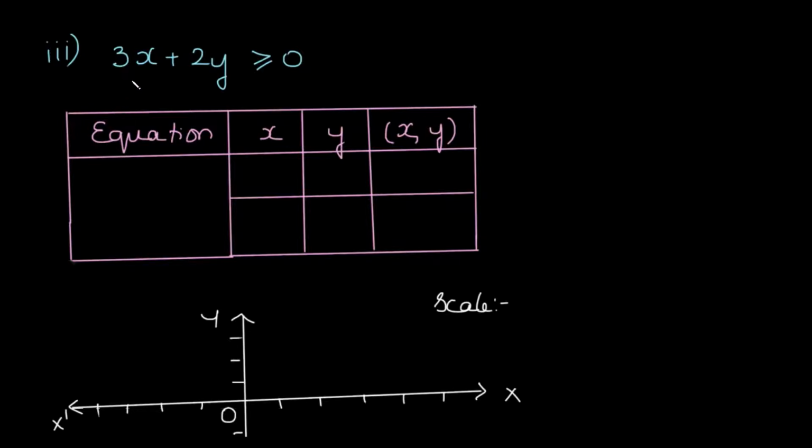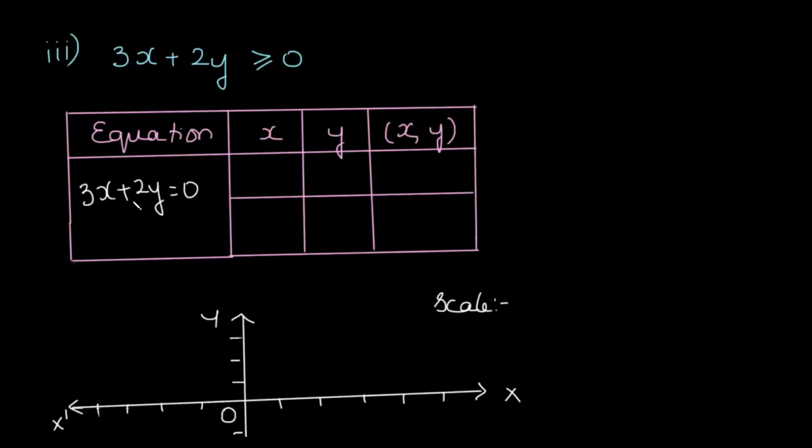In this case, the question given is 3x plus 2y greater than or equal to 0. Now as you can see, the constant term is absent over here. That means the constant term is 0, and that means this particular line is going to pass through the origin, as you will discover when you write the equation and try to plot the points over here. So the corresponding equation here is 3x plus 2y is equal to 0.